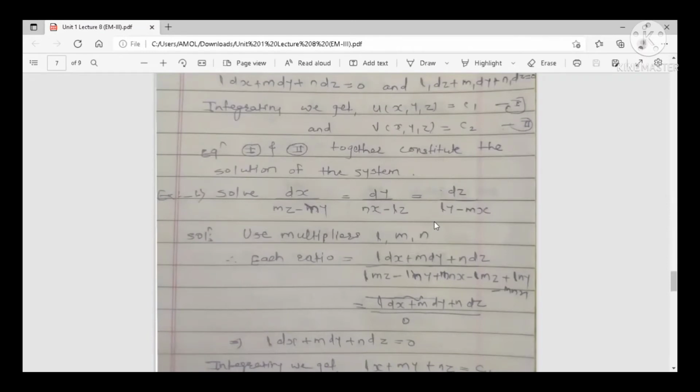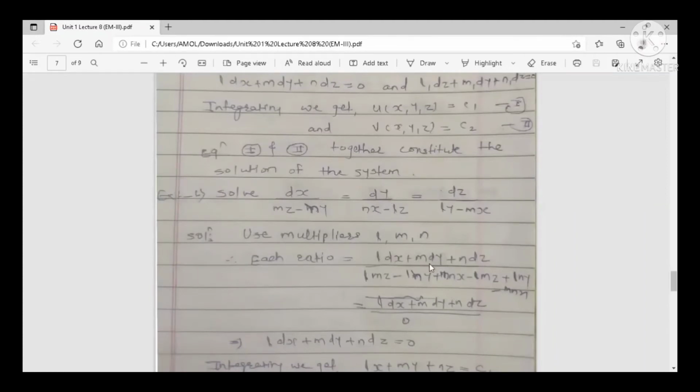Now you choose the multipliers so that after multiplying by these multipliers, if you add all the terms in the denominator, the denominator must be 0. Here use multipliers l, m, n. If we use the multipliers l, m, n, then each ratio is equal to, in the numerator also you multiply by l, m, n, because we are multiplying the denominator by l, m, n.